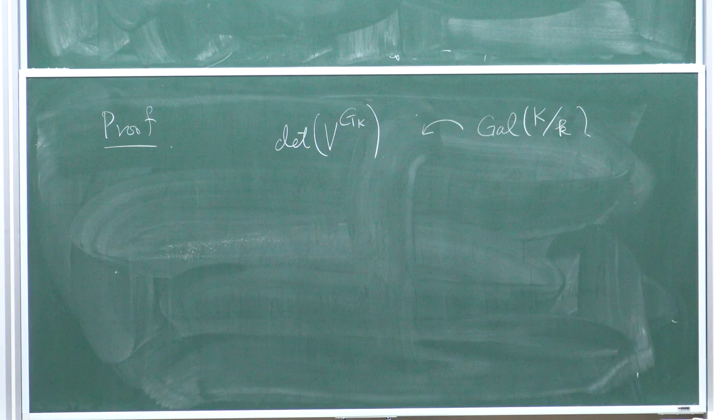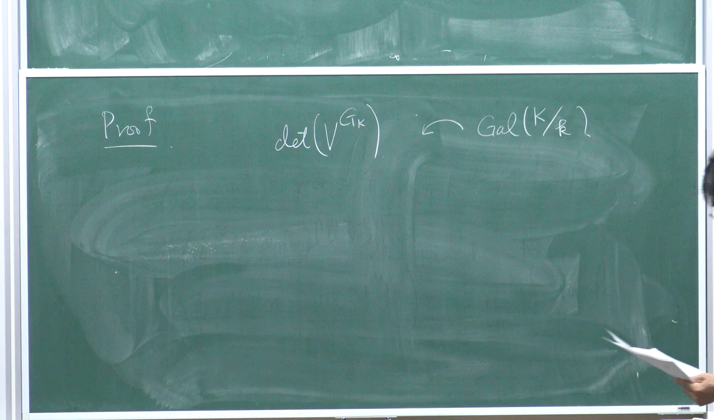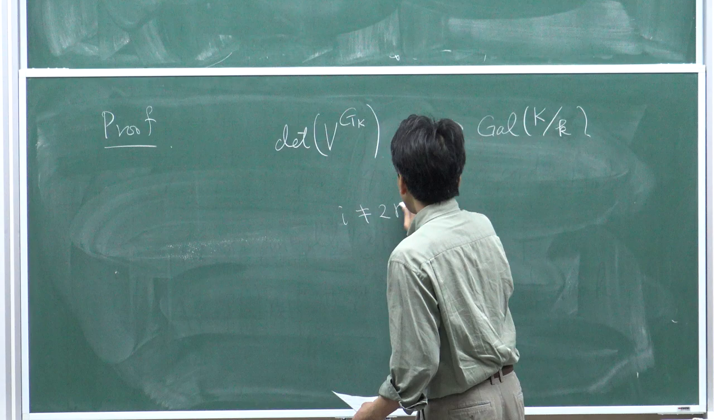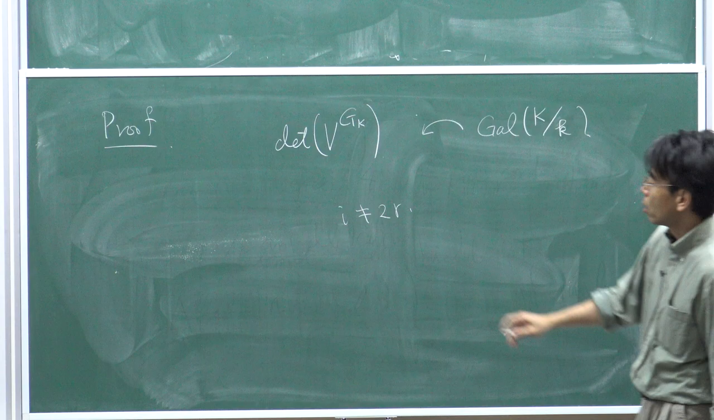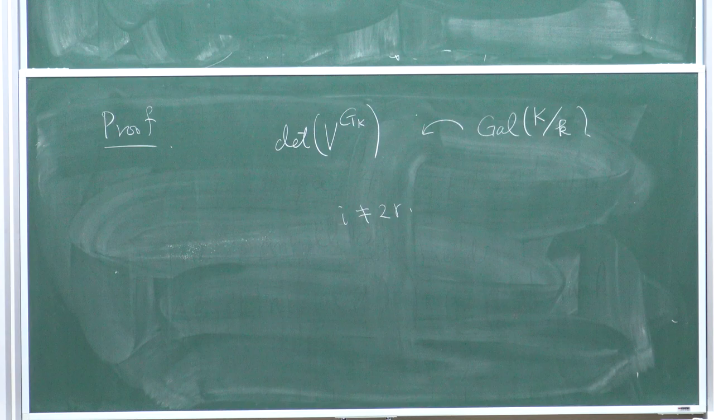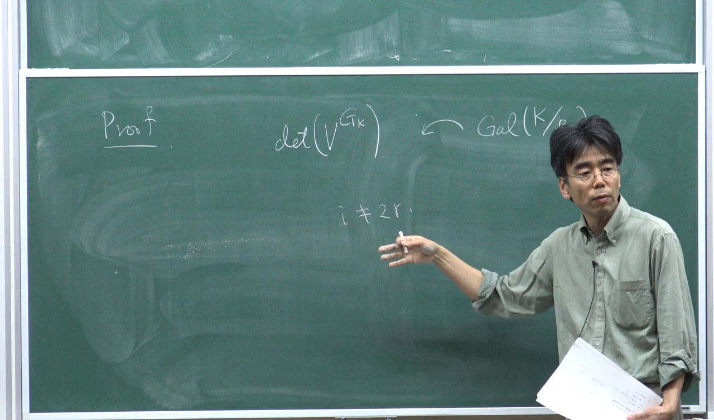So, by the condition that I is different from 2R, this implies that this space should be zero. Otherwise, the Frobenius weight is non-zero, so the Galois image should be infinite. So this is the proof.